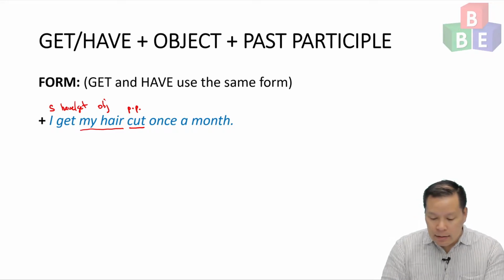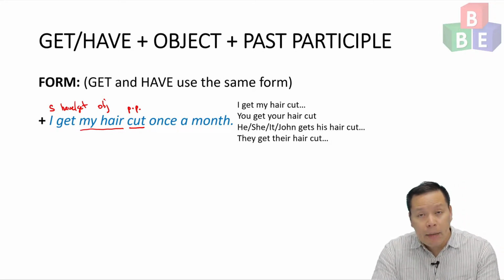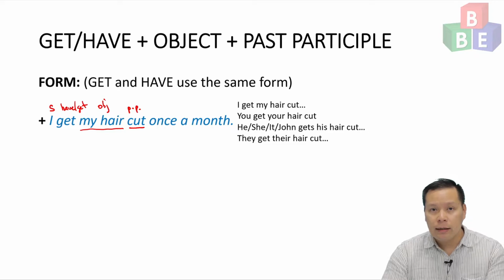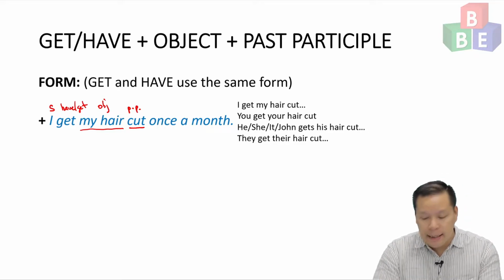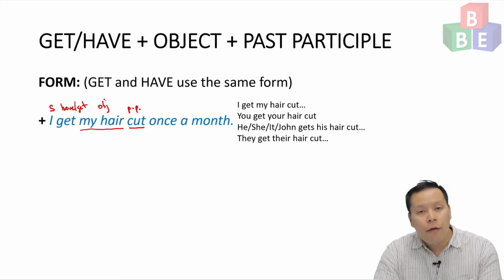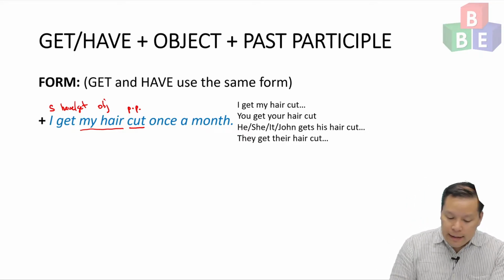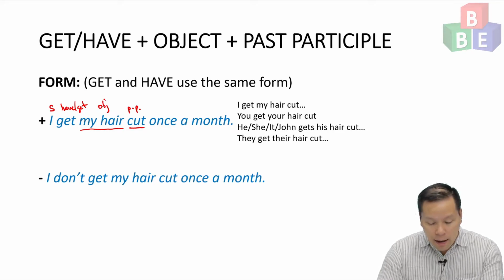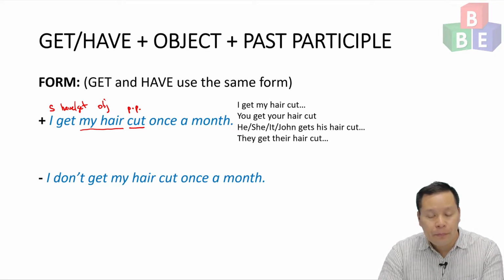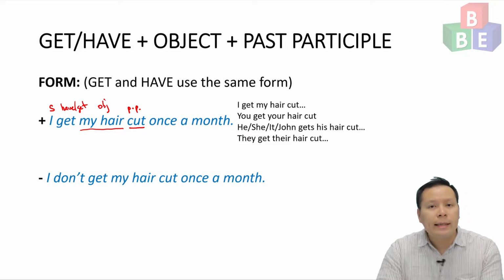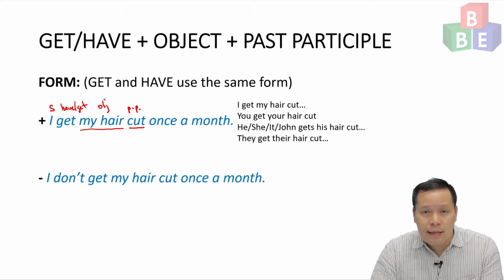Using the other pronouns, it looks like: I get my haircut, you get your haircut, he, she, it, John gets his haircut, they get their haircut. In the negative statement form, I don't get my haircut once a month. And here we're using the present simple tense in my example sentences.